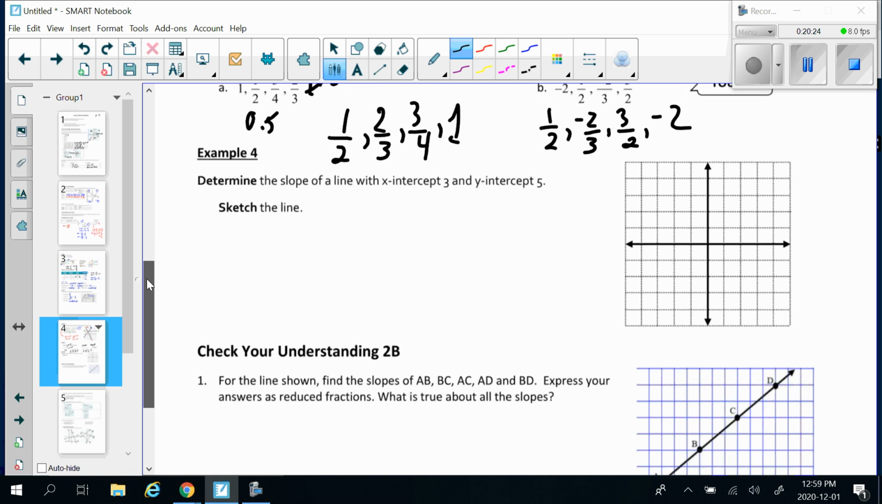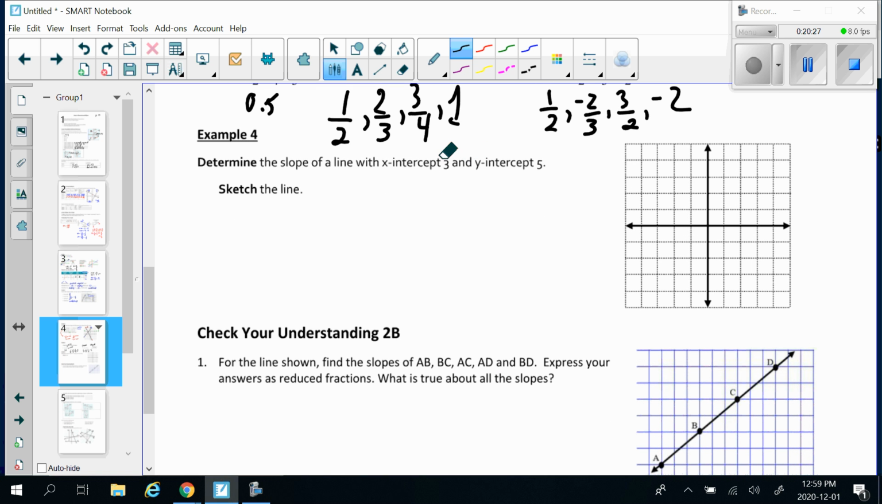So example 4 says determine the slope of a line with this intercept and this intercept. So it gives us an x-intercept of 3. So let's go ahead and plot that. X-intercept of 3, because here's the x-axis and here's the y. And then a y-intercept of 5. 1, 2, 3, 4, 5. So this is our line. If we connect these dots, it will give us the line that it's talking about, this one here. Okay, 2 dots are enough to draw a line if you have a ruler. But I'm just going to extend this like this. So here's the line. We did sketch it.